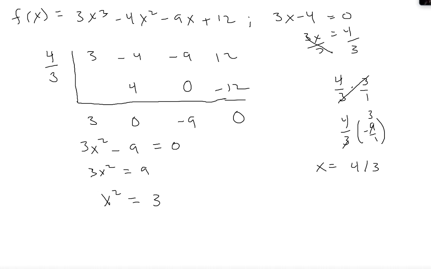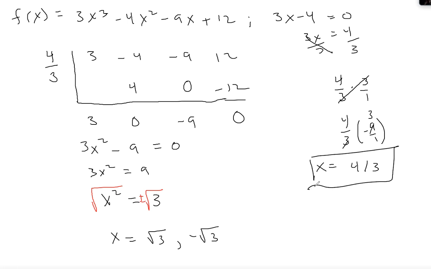And then from there we will take the square root of both sides to get x by itself. Don't forget your plus or minus, because that's your other zero. So we get x equals positive root 3 and negative root 3, and that original 4/3 that they gave us up there. And so that would be our 3 solutions.